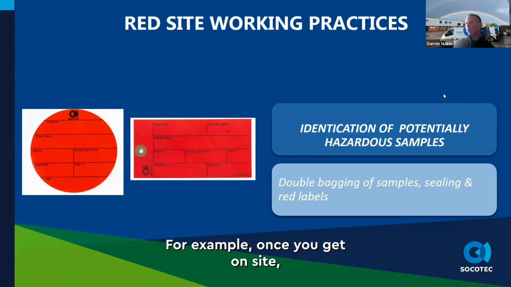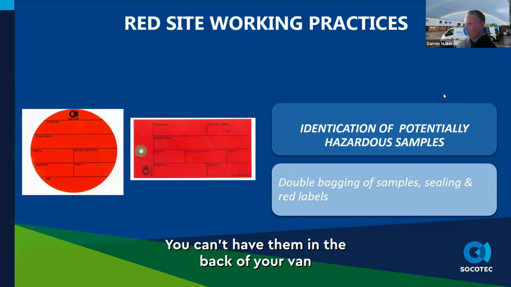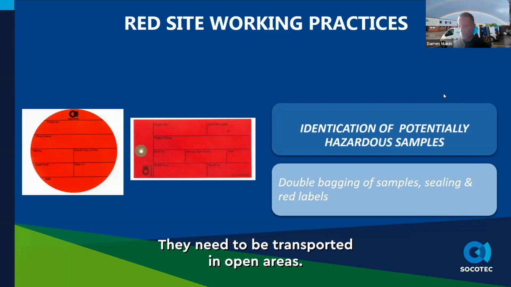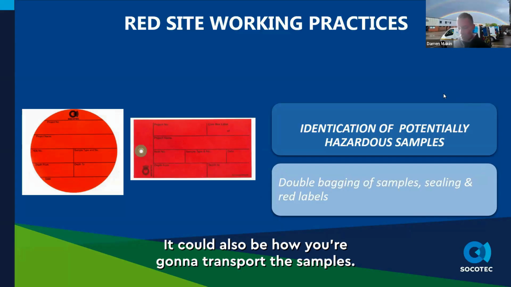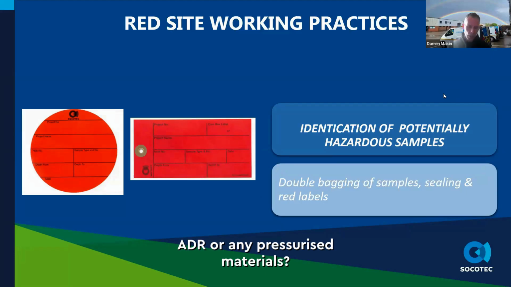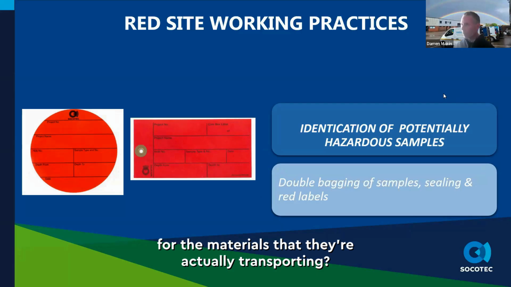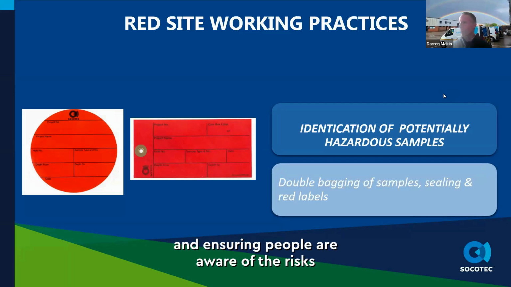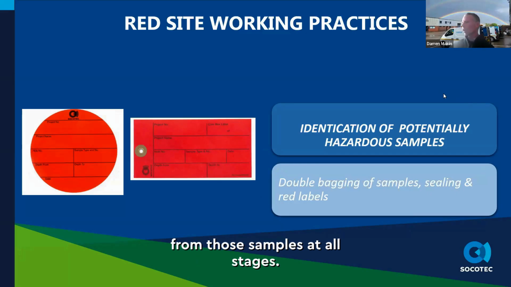For example, once you're on site, it identifies how they should be managed, because maybe contaminants have to be managed in a certain way, like volatile vapors. You can't have them in the back of your van if they're emanating vapors which can overcome you whilst driving. They need to be transported in open areas. It could also be how you're going to transport the samples. Do we need to consider the transport regulations, ADR, or any pressurized materials? Do they need warning labels on their vehicles for the materials that they're actually transporting? So it's red site working practice and ensuring people are aware of the risks from those samples at all stages.